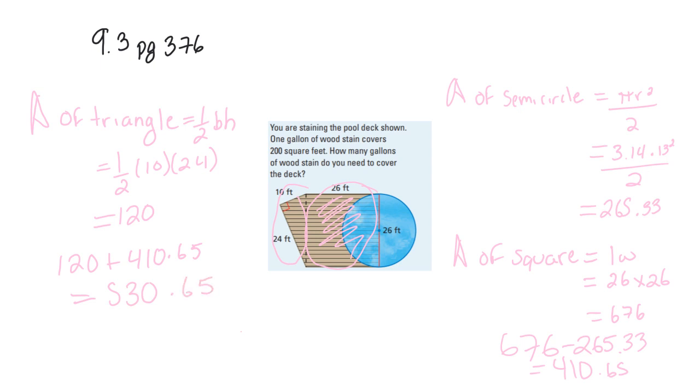So we're almost there. Now we know the total area of the deck, but it's asking how much wood stain do we need? So if we know we have 200 square feet in every 1 gallon, we can just divide, right? So take this number, divide it by 200. What do we get? About 2.7 gallons.